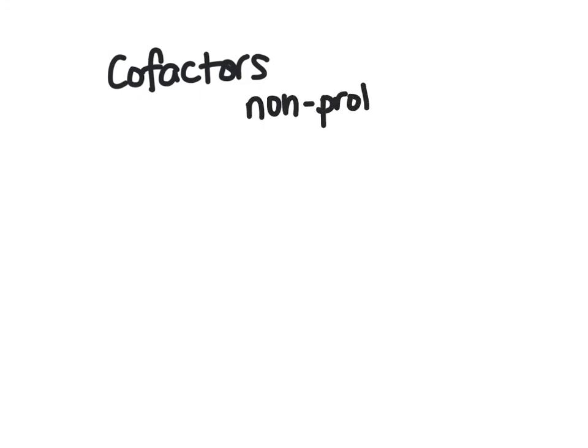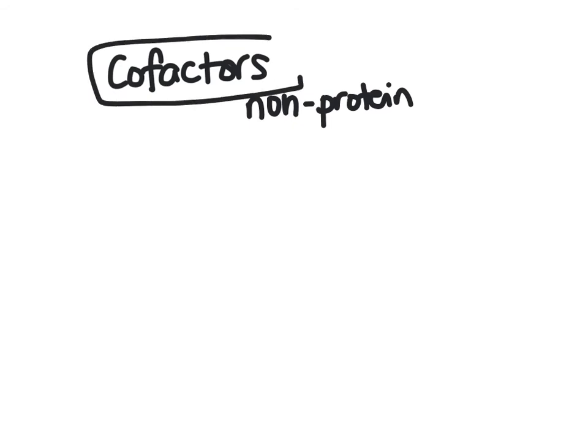Now, the last thing we're going to look at is cofactors. Basically, a cofactor is a non-protein part attached to the enzyme, and that non-protein bit is called the cofactor. So we've learnt that enzymes are proteins, but now we're saying most of them have this extra non-protein bit attached onto it.